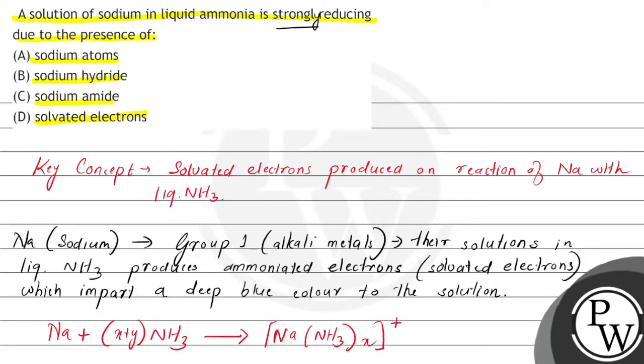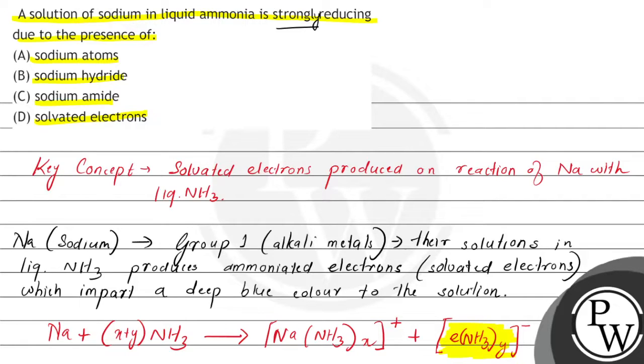इस पे overall positive charge होगा और इसके साथ form होता है ammoniated electrons, that is electrons which are solvated in ammonia. That will be e, e is for electron, e(NH3)y. इसका overall charge होगा minus. So these are the ammoniated electrons or the solvated electrons that are formed in this process when sodium is dissolved in liquid ammonia.